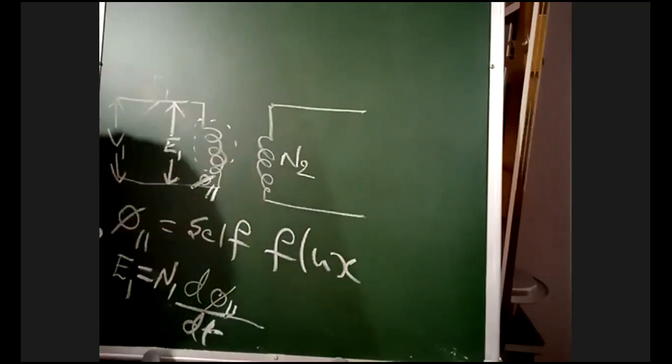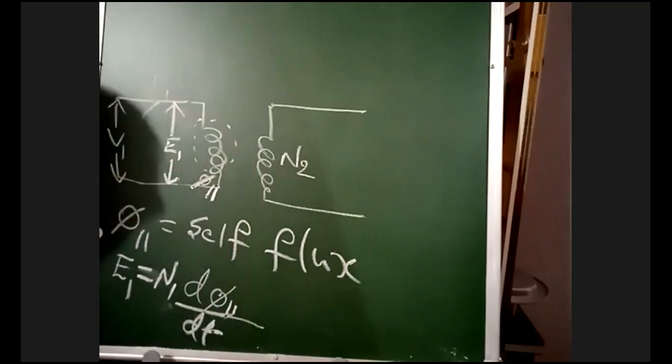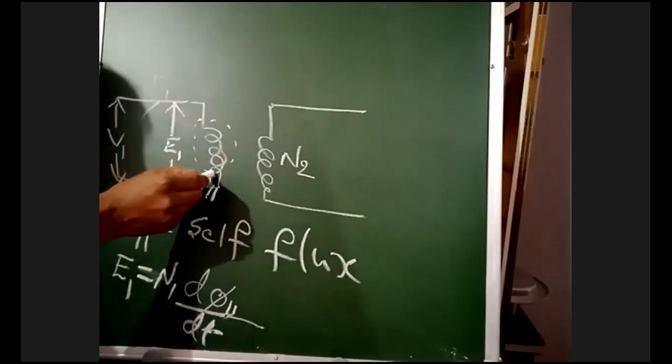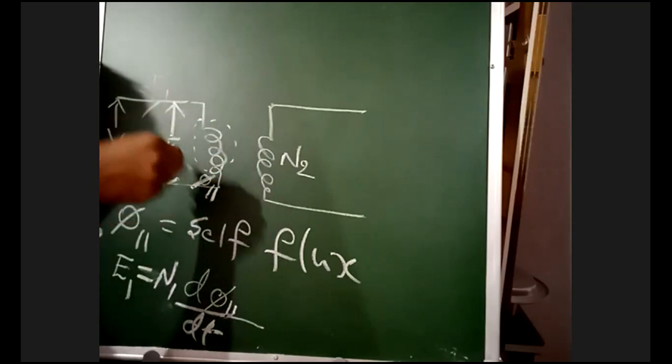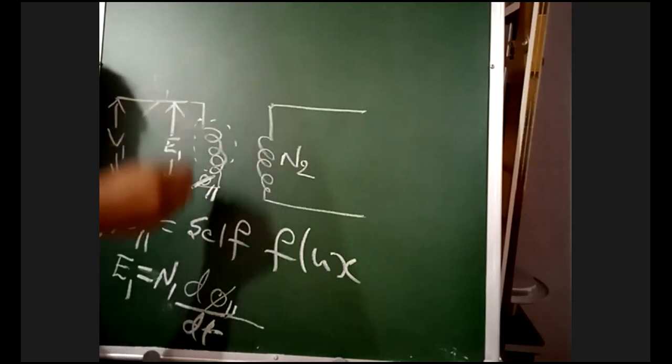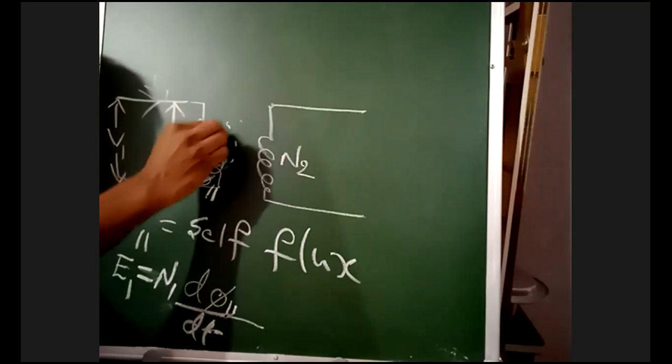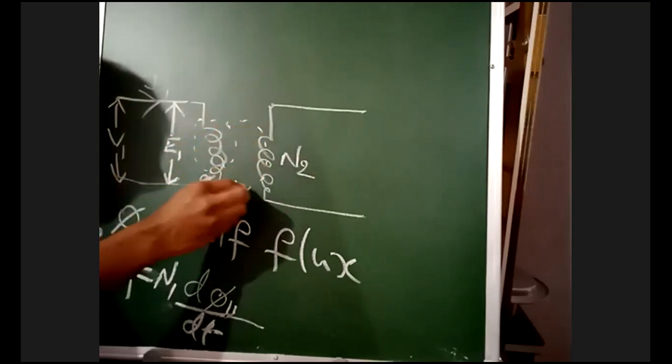Now come to the secondary coil. Part of this flux is linking with the first coil. Phi11 is in the first coil. Now part of the flux is linking with the second coil also, like this.